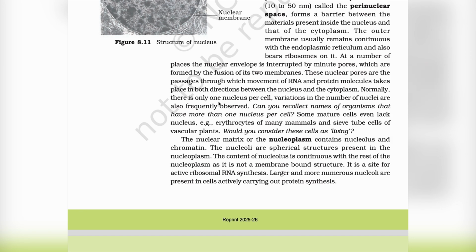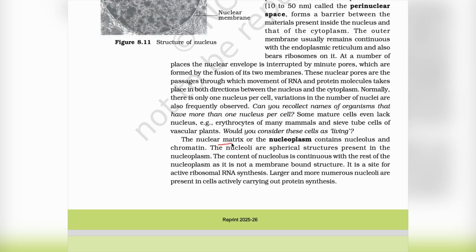Normally, there is only one nucleus per cell. Variations in the number of nuclei are also frequently observed. Can you recollect names of organisms that have more than one nucleus per cell? Some mature cells even lack a nucleus, for example erythrocytes of many mammals and sieve tube cells of vascular plants.